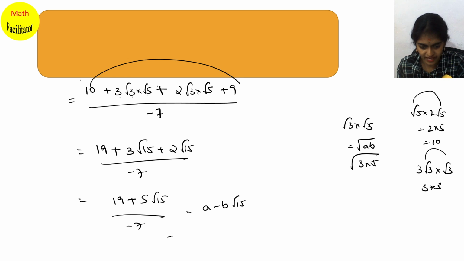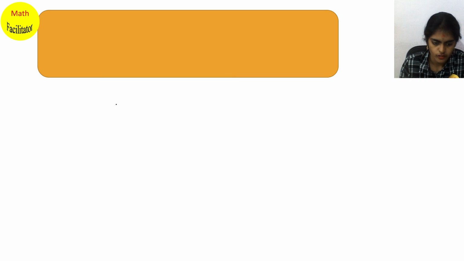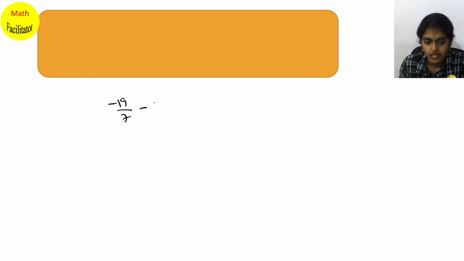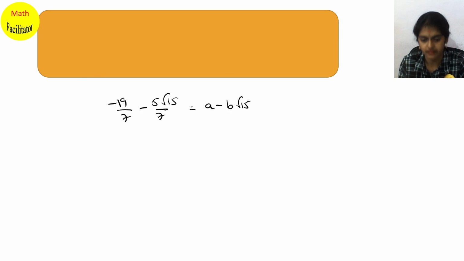So I can write this finally as minus 19 by 7. This minus is going up. Plus 5 root 15 by minus 7 is equal to a minus b root 15. Let me write it in a new slide. So I got minus 19 by 7. See here, minus into plus is minus. This is minus again. Minus into plus is minus. 5 root 15 by 7 is equal to a minus b root 15.